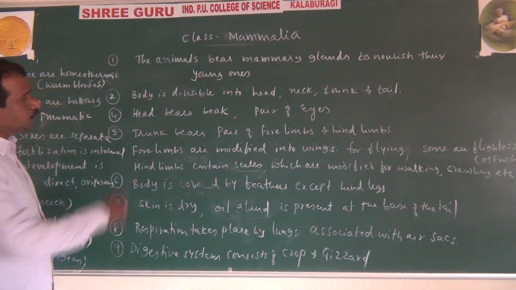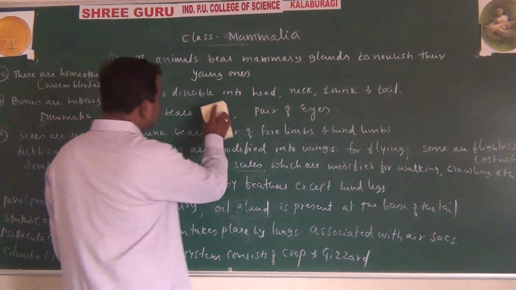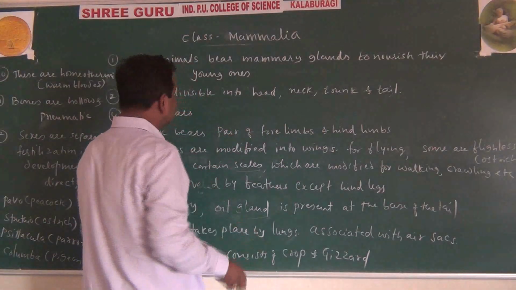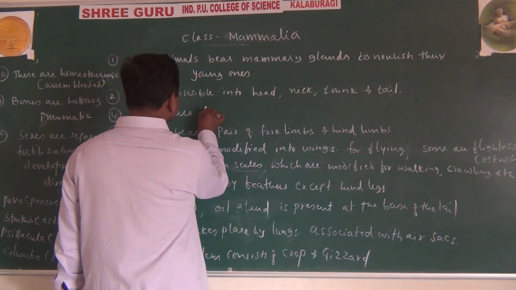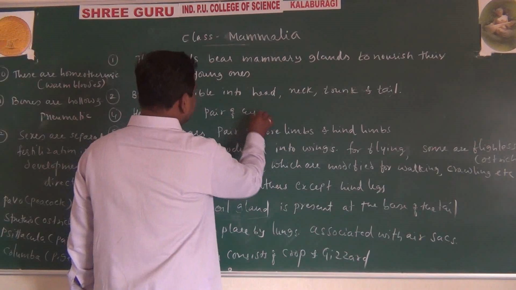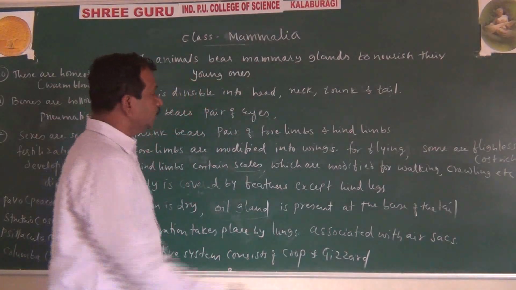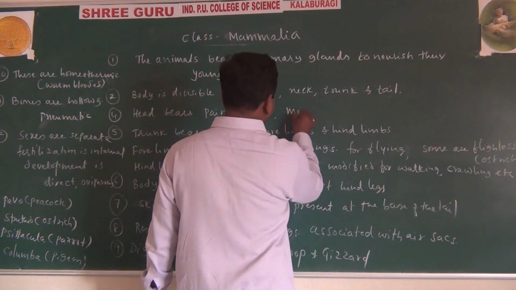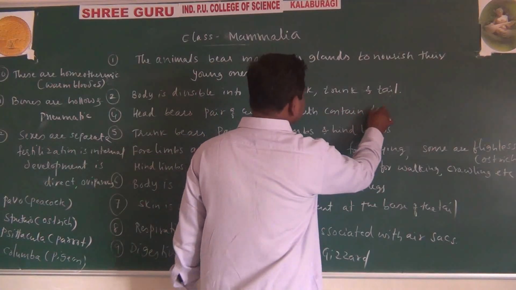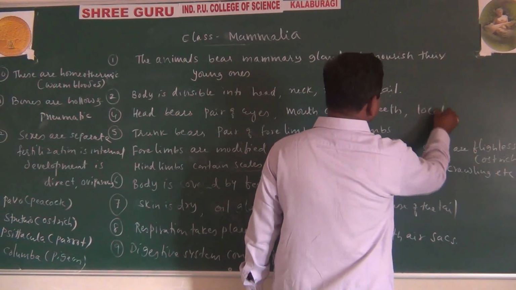Next, the body is divisible into head, neck, trunk and tail. Now I am going to write an important character. The head bears a pair of eyes, and also the mouth contains teeth located in the jaw.